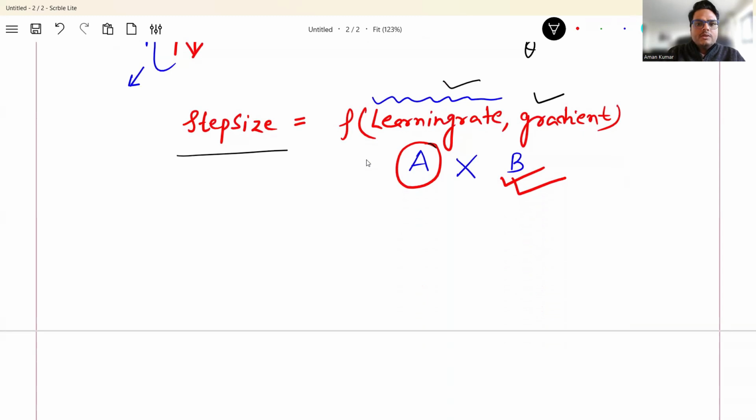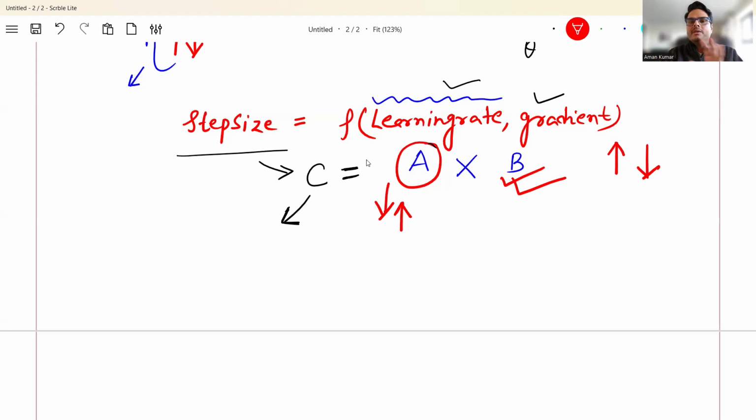In a function, let's say C is a product of A and B. Just an example. I want C, the step size, to adjust based on the learning rate. What I want is for C, which is my step size, to adjust the learning rate based on the gradient. What I'm trying to achieve here is, if my gradient value is very large, then make my learning rate small. And if my gradient value is very small, then make my learning rate large. That is what I'm trying to achieve here.